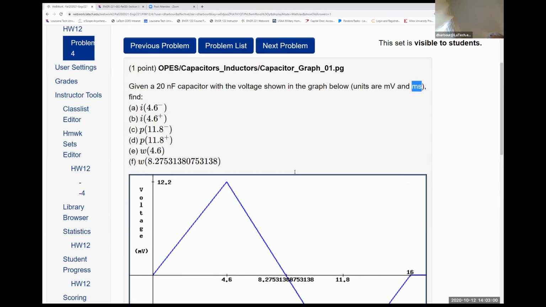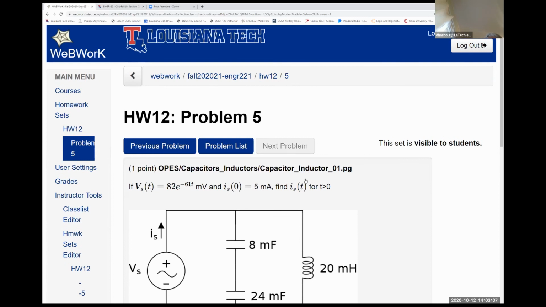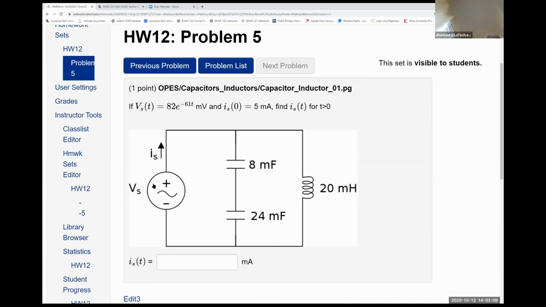And then this last problem. This is one that we get emails on every quarter, so let's pay a little bit of attention to this one. We're given Vs of t here as an exponential in millivolts. So we know this value here. And so we look across here and say right away, great, I know the voltage here, but that's not the voltage across either one of these two capacitors.